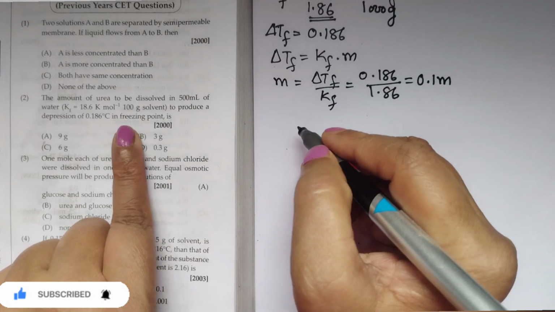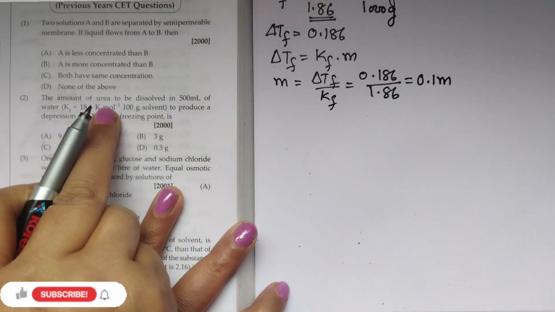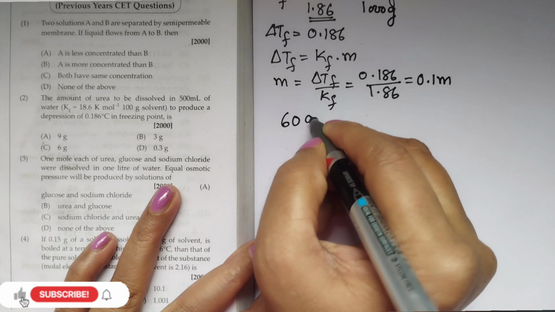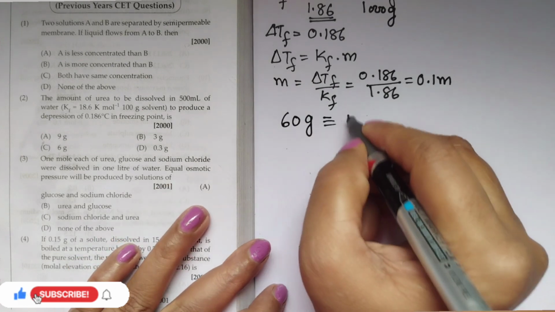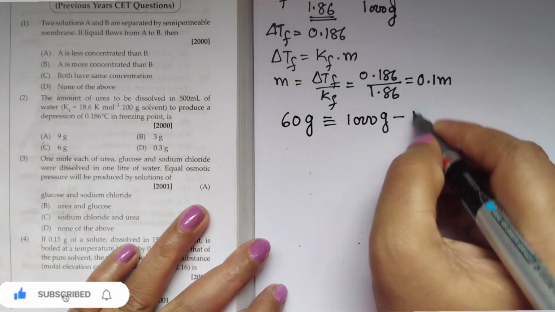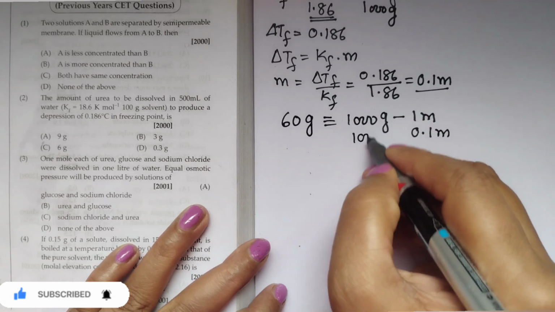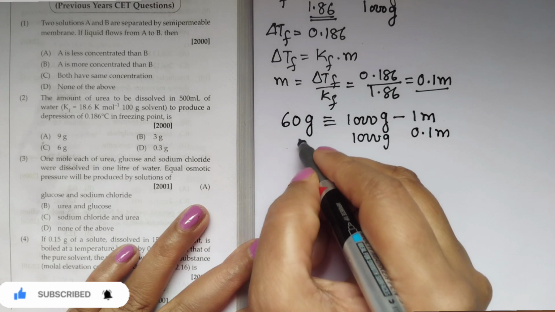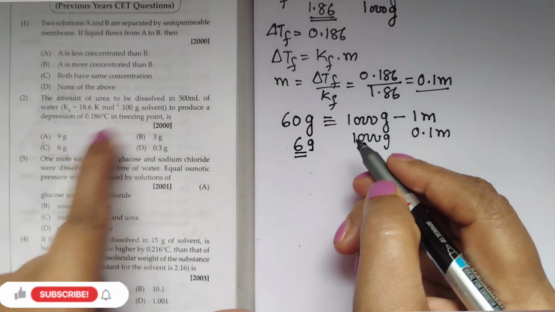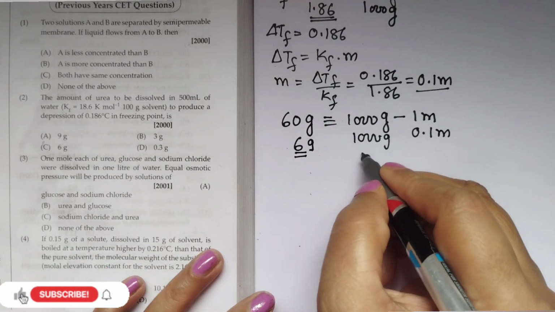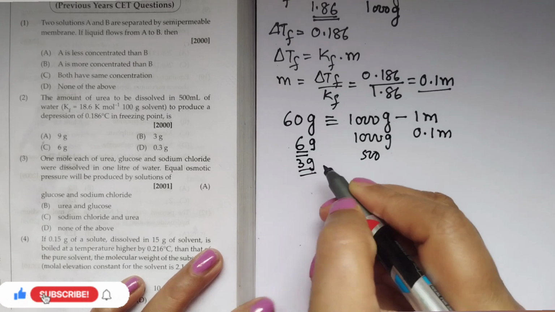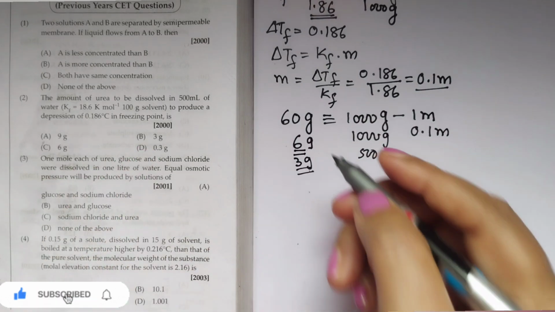Now let us substitute the values here. Students, the name of the solute is urea. So 60 gram of urea, when I dissolve it in 1000 gram of the solvent, I get a 1 molal solution. So to get a 0.1 molal solution in 1000 gram, the mass of the solute should be 6 gram. But they are asking for 500 ml. So for 500 this will be 3 gram. So the answer here is the second option.